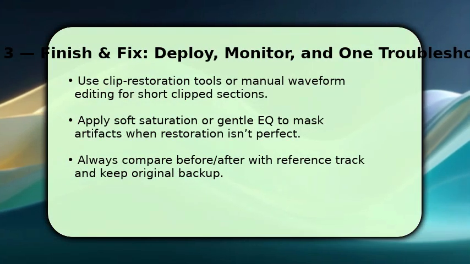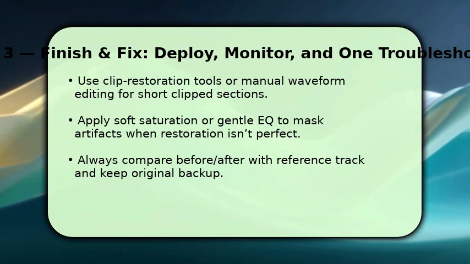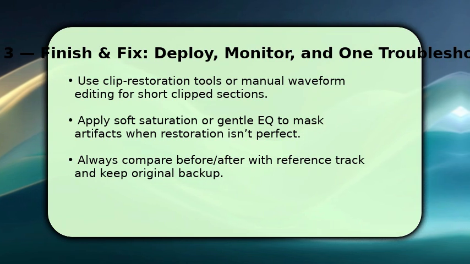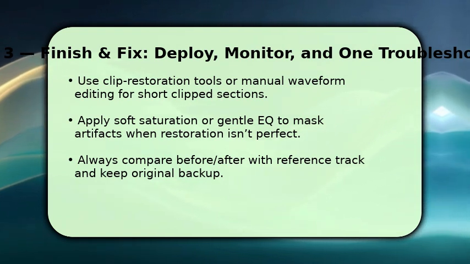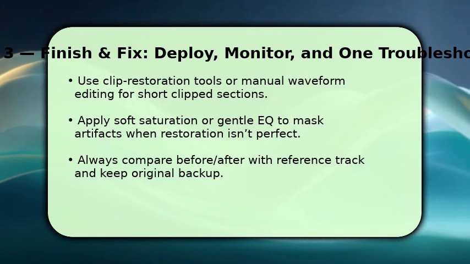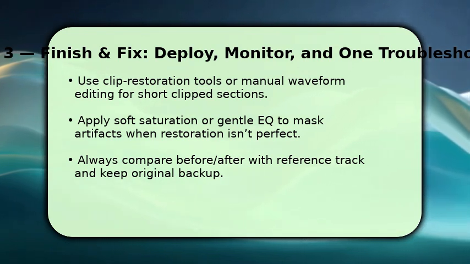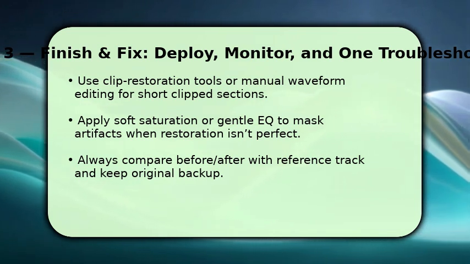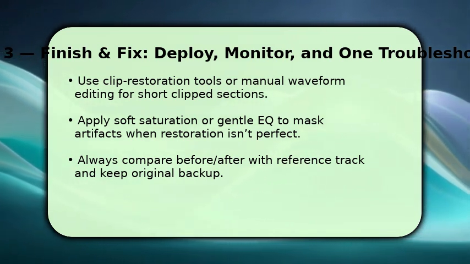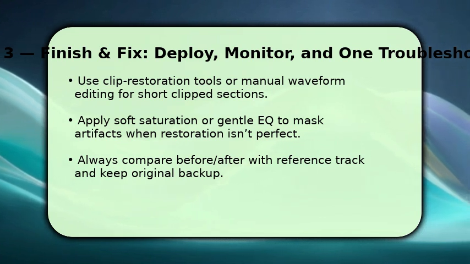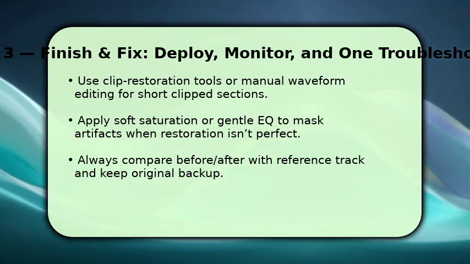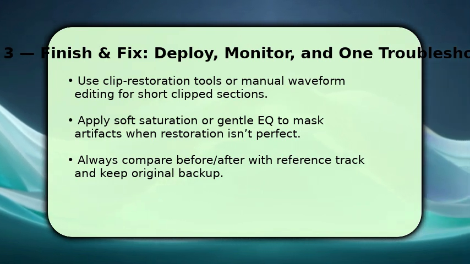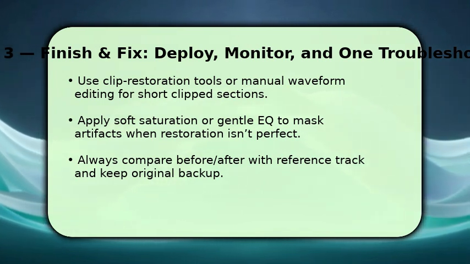To finish, repair damaged audio. Use dedicated clip repair tools that reconstruct waveform shapes or manually redraw short clipped areas with interpolation. If restoration leaves artifacts, add subtle harmonic saturation or EQ to mask harshness, and blend repaired regions with crossfades to avoid clicks. Make sure to keep the original file safe as a backup, then audition the whole track in context. If you still hear distortion, revisit input, chain, and hardware. Sometimes the only fix is re-recording with correct levels.